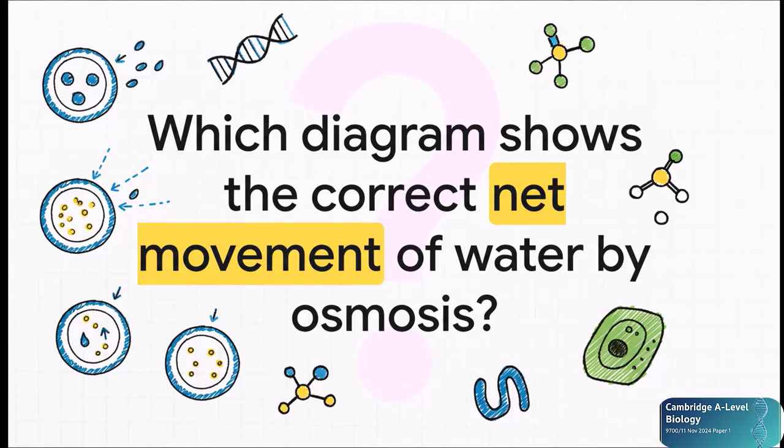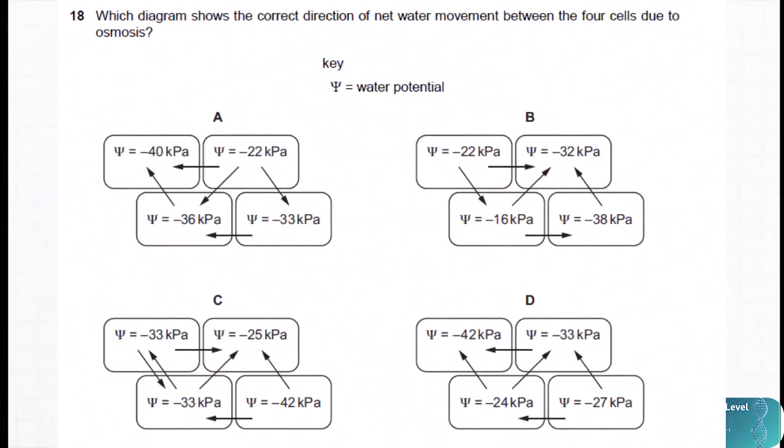This topic can seem confusing, but honestly, it all boils down to one simple golden rule. If you remember this one thing, you'll get these questions right every time. So here it is, the golden rule. Water always moves from a region of higher water potential to a region of lower water potential. Now don't let the negative numbers fool you.